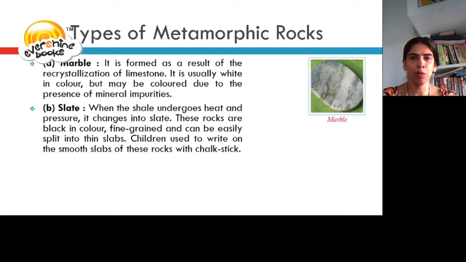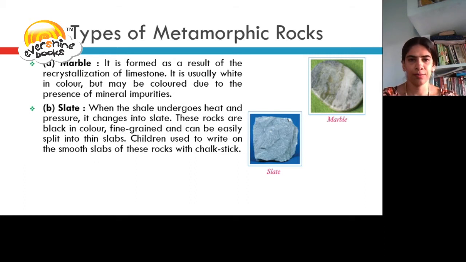The second type of metamorphic rocks is slate. When the shale undergoes heat and pressure, it changes into slate. These rocks are black in color, fine grained, and can be easily split into thin slabs. Children used to write on the smooth slabs of these rocks with a chalk stick.